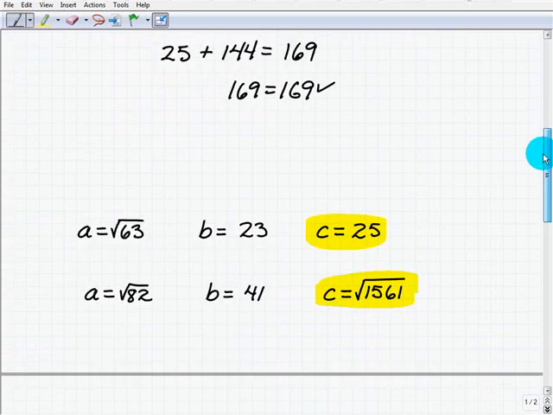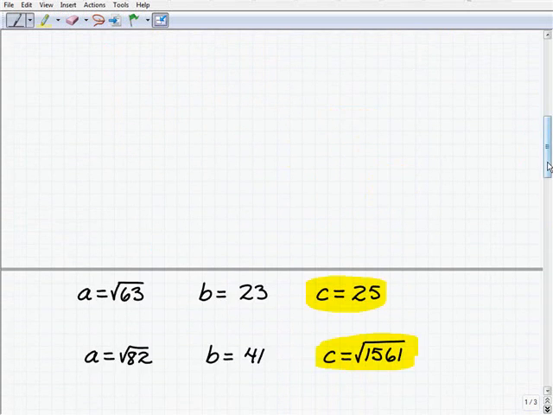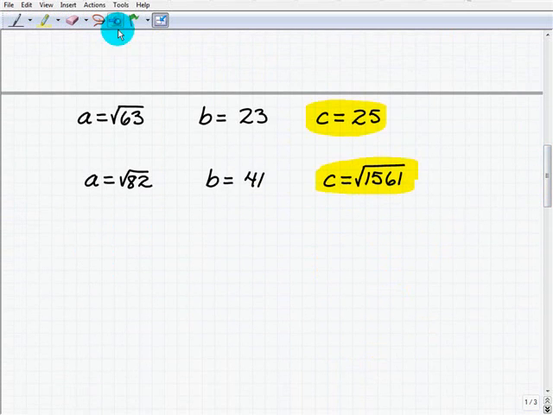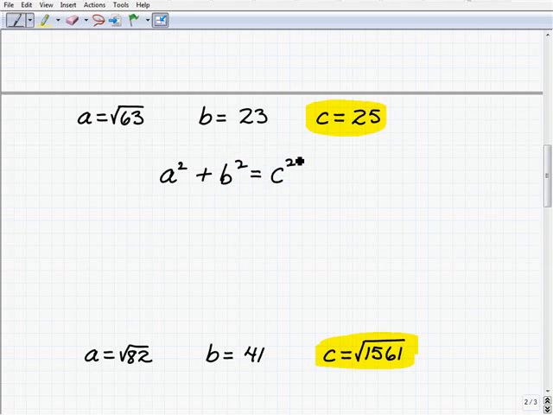So let's go ahead and take a look at the next two problems. All right, so a squared plus b squared equals c squared. We're going to do the same thing here. Now some of you might be tempted to look at this a squared here and say, well, let me go ahead and find out what the square root of 63 is on my calculator. You don't need to do that. So I'll show you exactly what to do here.